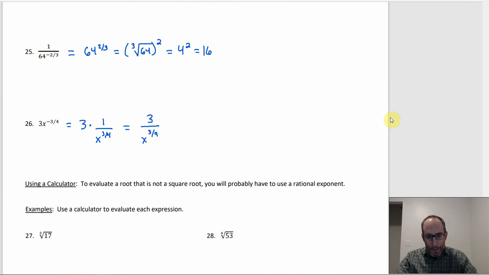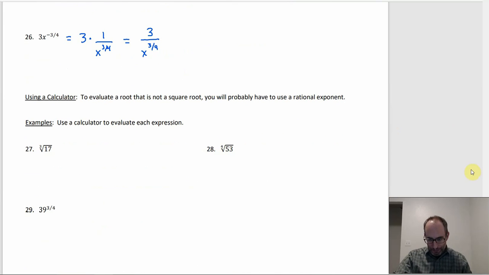All right, using a calculator. So far we haven't had anything where we were taking a root and it didn't work out to be an integer. These are not going to be integers, because 17 is not a perfect cube, 53 is not a perfect 4th. So we're not going to get integers here.